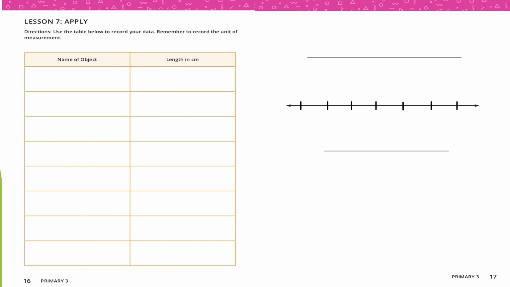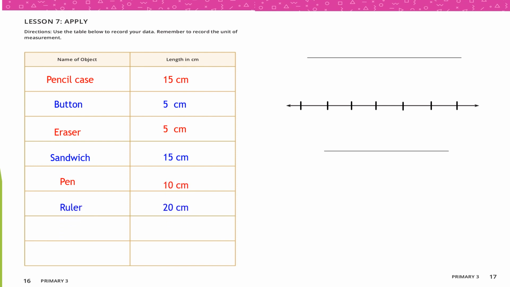Lesson 7. We will name some objects and record the unit to measure. Pencil case, 15 centimeter. Button, 5 centimeter. Eraser, 5 centimeter. Sandwich, 15 centimeter. Pen, 10 centimeter. Ruler, 20 centimeter. Copybook, 25 centimeter. Shoes, 15 centimeter.